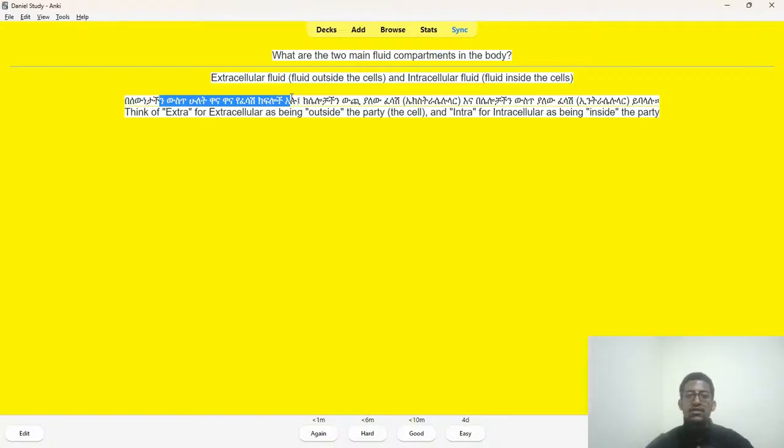So think of it as extra for extracellular being outside the part of the cell, and intra means inside the part of the cell. This is good and it is easy.